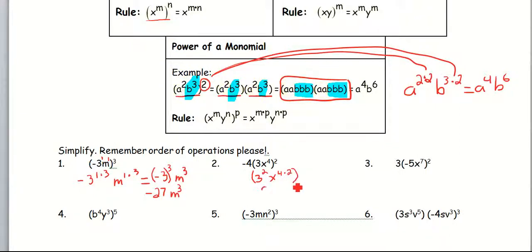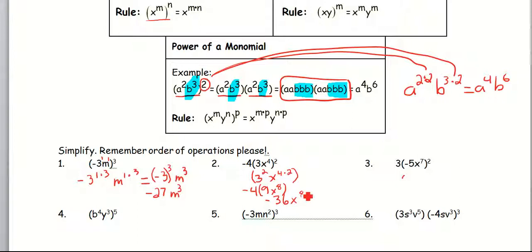Okay, so then we end up with 3 squared is 9, and then x, so I have 4 times 2 is 8. Now I can bring down this negative 4, and negative 4 times 9 is negative 36, x to the power of 8. Okay. So let's do number 3.